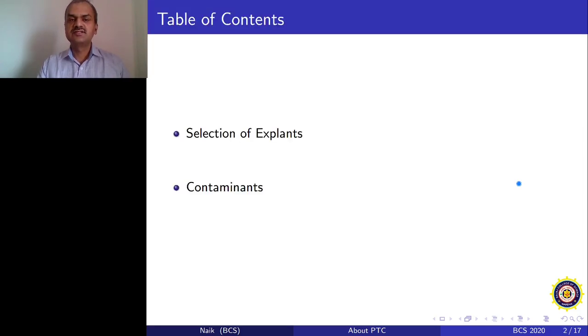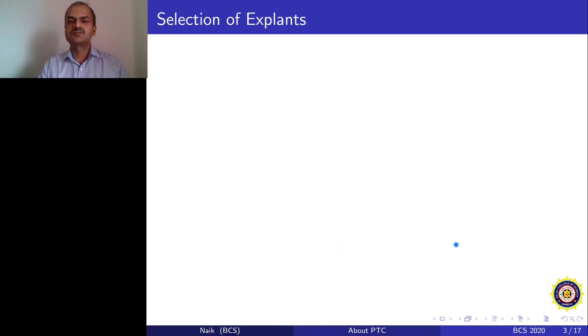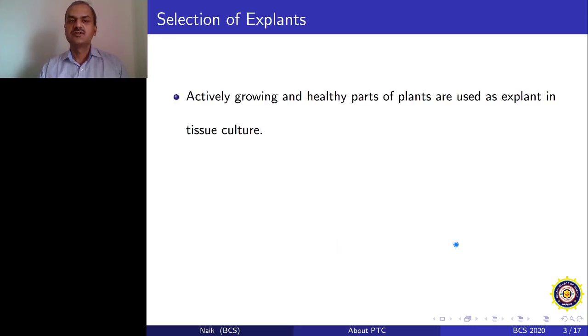We are going to study three different aspects of explant sterilization. One is the selection of explant: how do you select the explant from the mother plant? Second is how you recognize contaminants and what are the different types of contaminants which generally get associated with your explants. And third, what are the chemicals which we use as a sterilizing agent for different types of explants. So first we will go for the selection of explant.